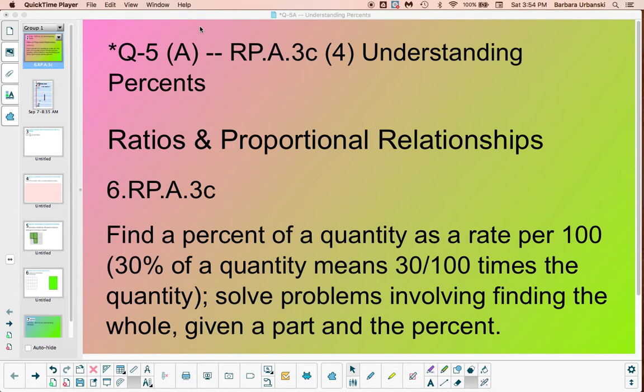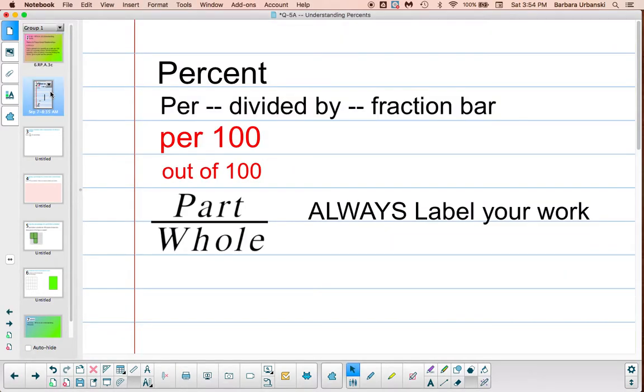Okay, today we are going to start understanding percents. Basically, what you need to know about a percent is that when you see the "per," that really means you're going to be dividing by 100, and you'd use a fraction bar. Per 100 means out of 100. So the part would be the numerator. The whole amount in this case would be your "out of 100," and it would be the denominator. And you want to always label your work.